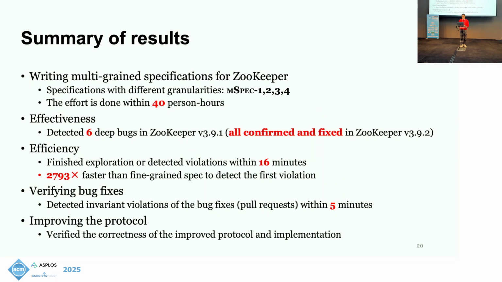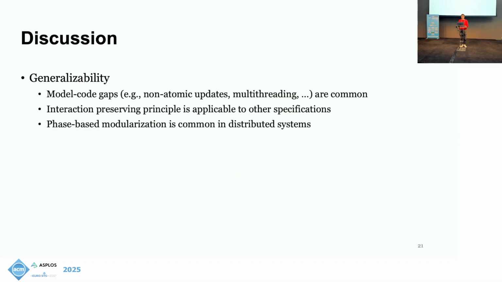Here's the summary of the results. The manual efforts are reasonable, and mixed-grain specs are effective and efficient in bug detection, fix verification, and protocol improvement. Actually, this approach is applicable to other distributed protocols and systems, as model-code gaps are common, and the interaction preserving principle is a general principle applicable to other specs. Besides, phase-based modularization is common in distributed system design and implementation, which simplifies the verification module by module.